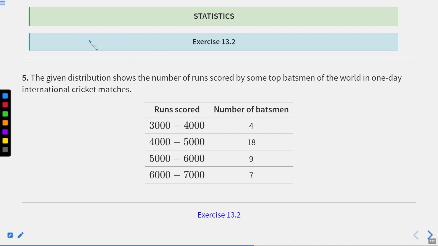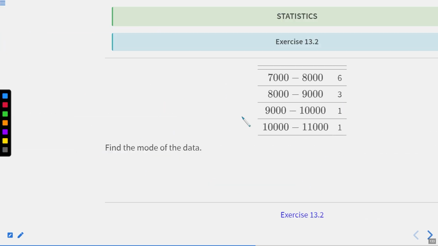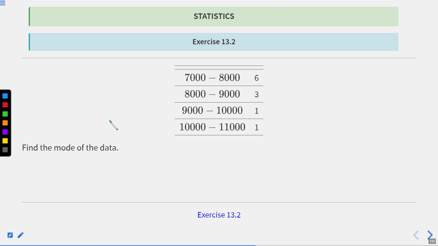So now let us move to question number 5. So here in question number 5, we have the given distribution showing the number of runs scored by some top batsmen of the world in one-day international cricket matches. Okay, so we have been given this table, and we have to find the mode of the data.